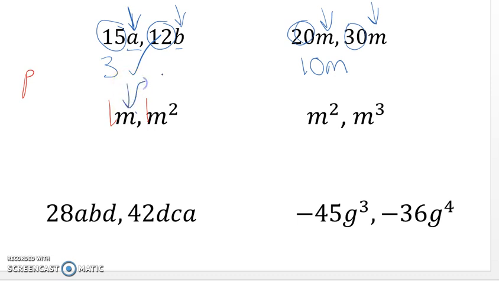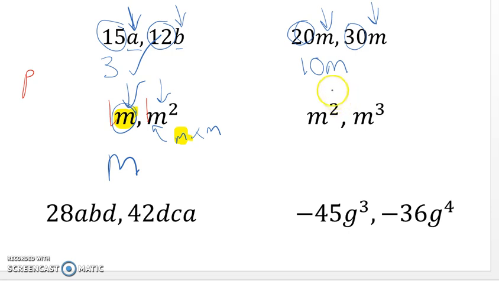and an m squared. Now this is where I want you to remember that m squared is m times m. So I've got an m over here, and inside the m squared I also have an m. That means an m is common to both m and m squared. So my highest common factor is m. I can't take m squared, because the other term does not have m times m in it. It must be common to both the terms.